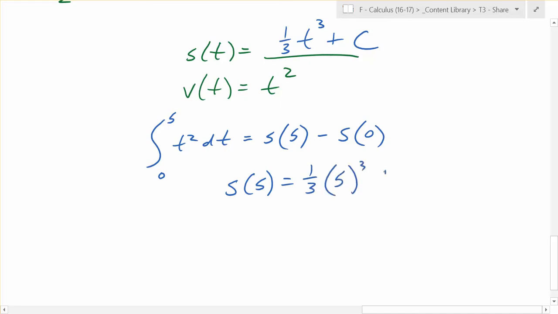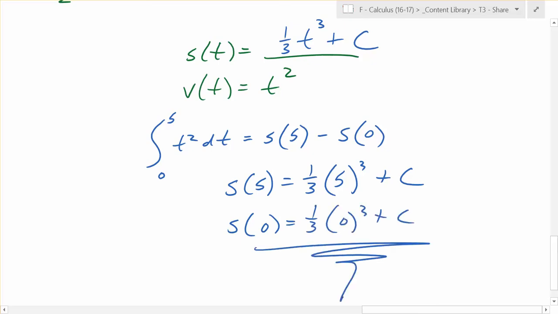Well, in this case, s of 5 is going to be 1/3 of 5 cubed plus C. And this one's going to be s of 0, which is 1/3 of 0 cubed plus C. Is this always going to be 0, by the way? No, I can easily make other functions that are not going to be 0. Are you always starting at home when you start a journey? No, it's the same idea. You could start somewhere else, just like in our last example. You could start at 5 instead.